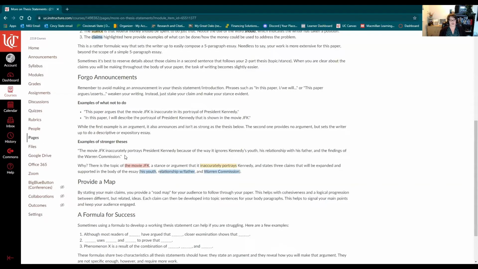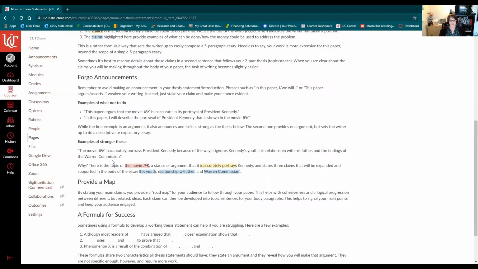The movie JFK inaccurately portrays President Kennedy because of the way it ignores Kennedy's youth, his relationship with his father, and the findings of the Warren Commission. Again, this is kind of a setup for a 5-paragraph essay, but it could definitely be expanded into a much longer paper that is longer than 5 paragraphs. It could be 5 sections, right? And each of these claims could be expanded to have subclaims and so on and so forth.